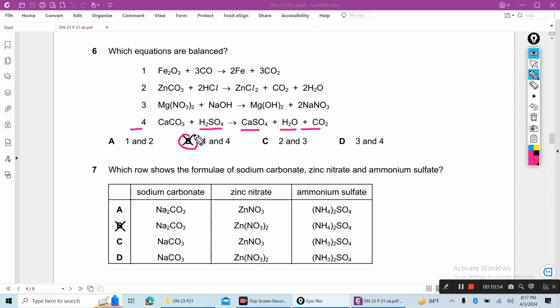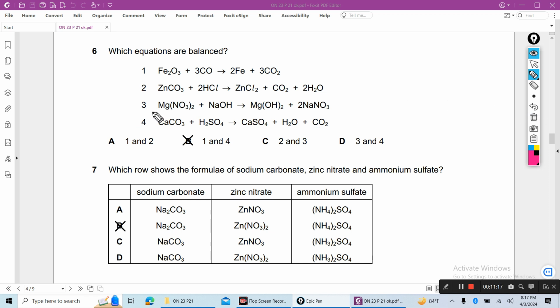Equations are balanced because the number of atoms on both sides is the same. 2 is wrong answer. Why? Here hydrogen 2, but here 4 hydrogen, so this is not balanced.